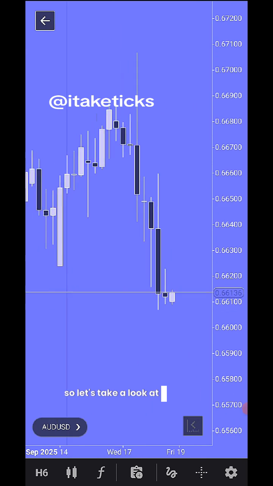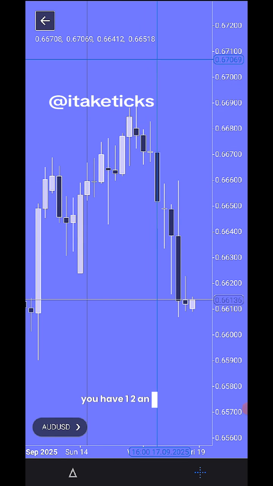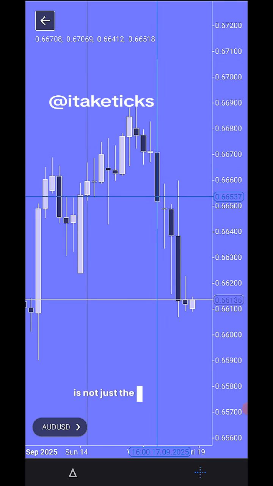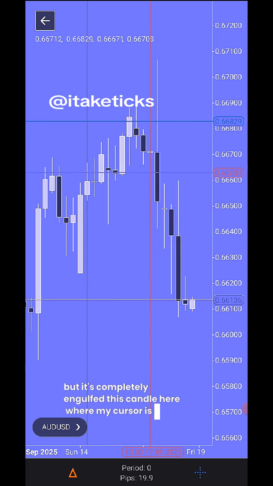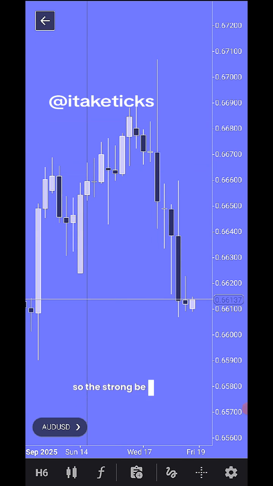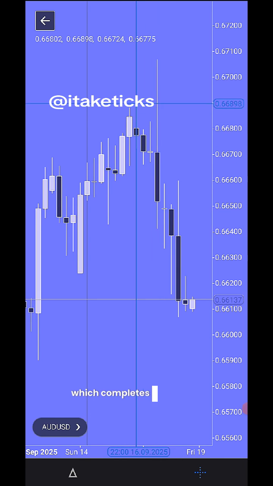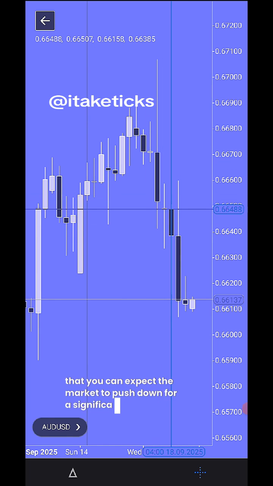So let's take a look at this example over here. You have 1, 2, and 3. Notice how this candle here in the middle is not just the middle candle of the swing, which is a bearish swing in this situation, but has completely engulfed this candle here, where my cursor is. So the strong bearish push followed by the close of this candle, which completes that bearish pattern, tells you instantly that you can expect the market to push down for a significant amount of pips.